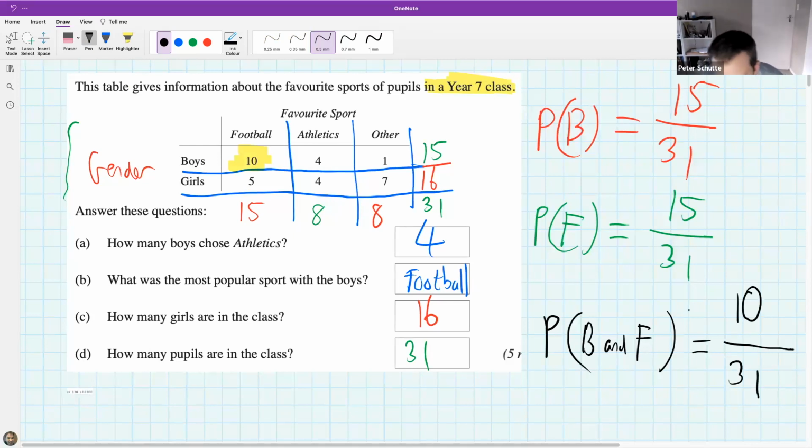Okay. Now, from what I can see, let's just do a quick vote. Thumbs up if you found that okay. Thumbs down if you didn't find that very good.